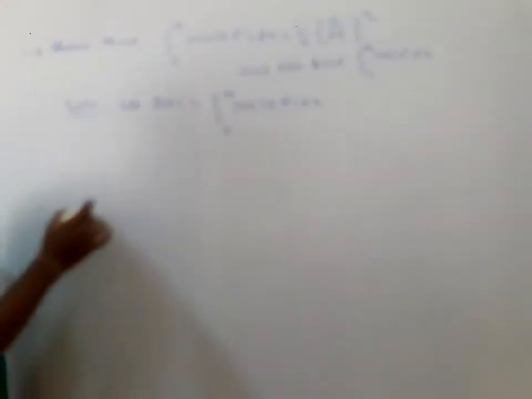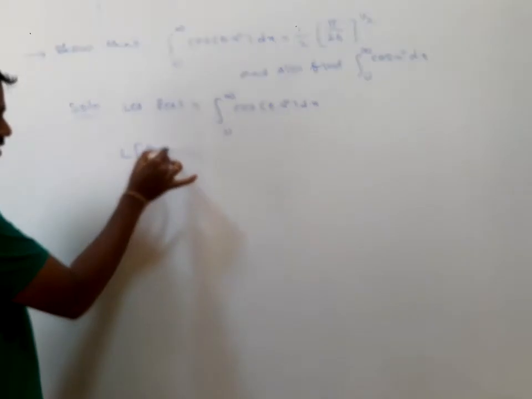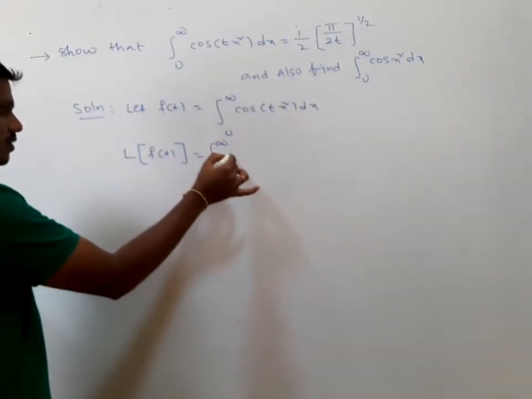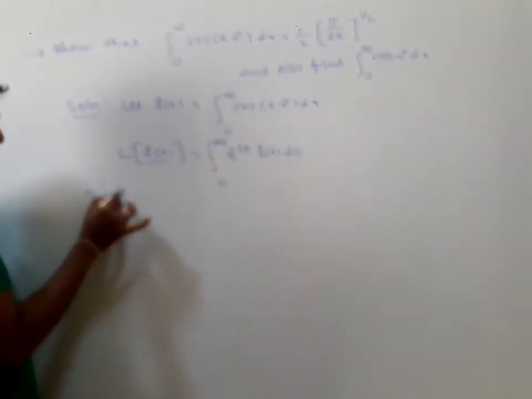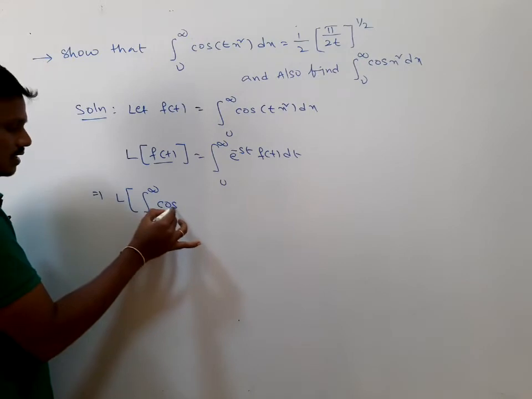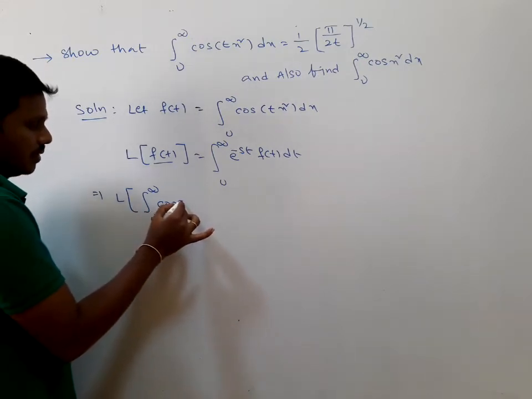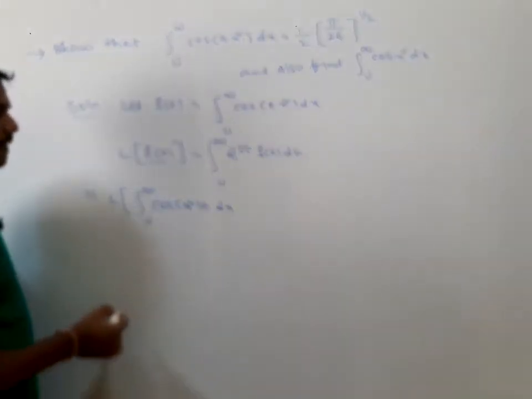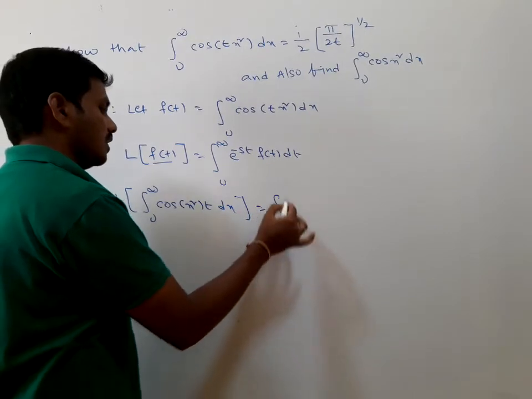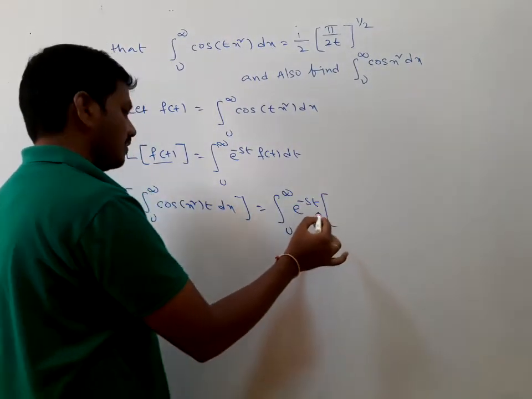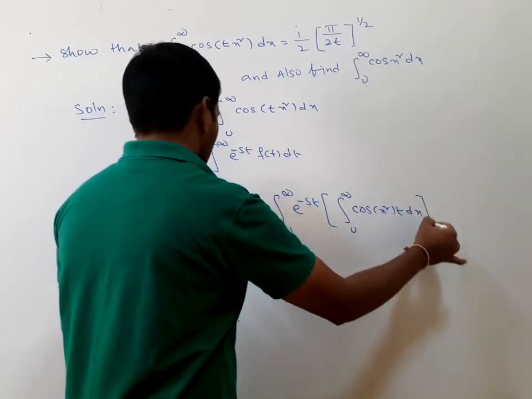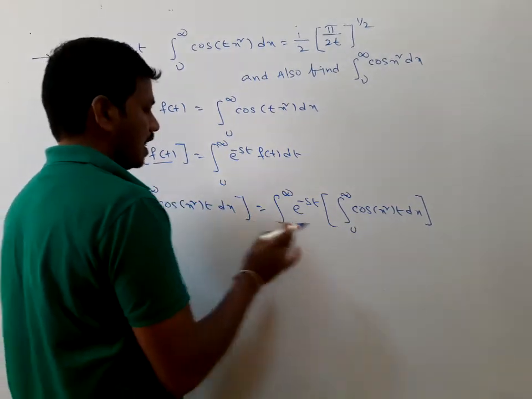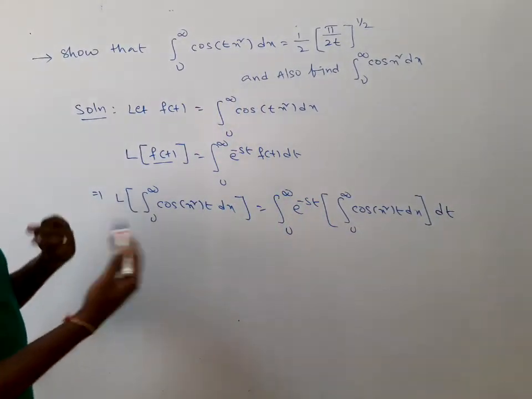Now I am going to find the Laplace transform of this one. Laplace transform of f of t, from the definition of the Laplace transform, is integral 0 to infinity e to the power of minus st f of t dt. Here f of t is what? This one is there, no? So that implies Laplace transform of integral 0 to infinity cos x square into t dx is equal to integral 0 to infinity e to the power of minus st times f of t, which is replaced by integral 0 to infinity cos x square t dx, dt. Yeah. Now I am going to change the order of integration, right?